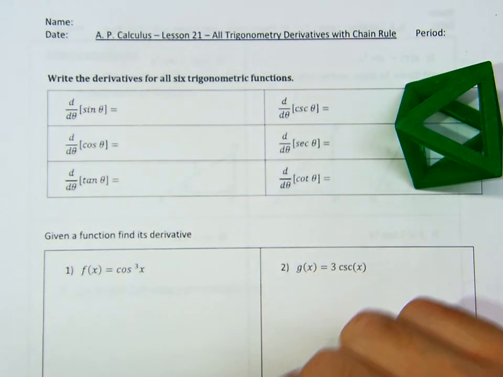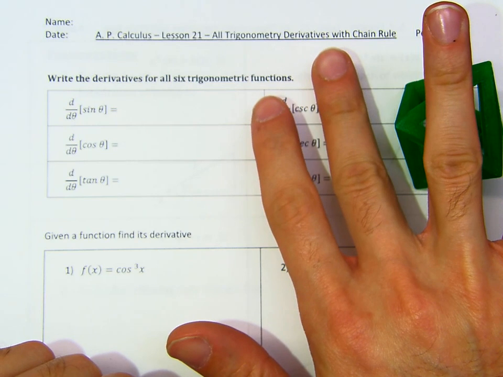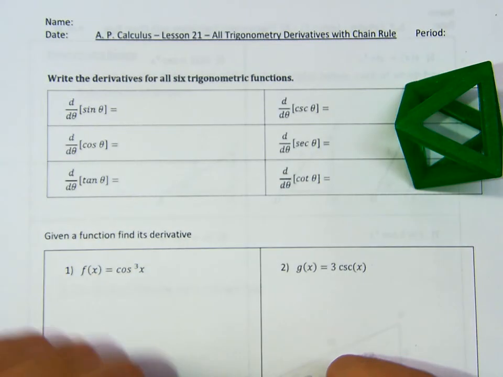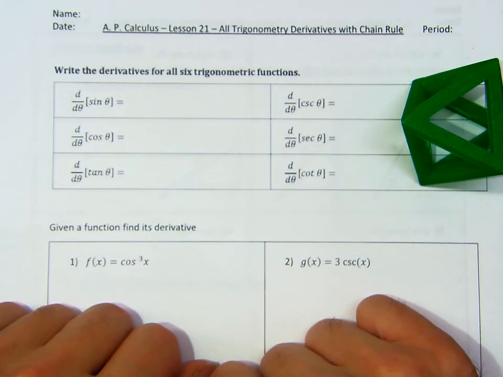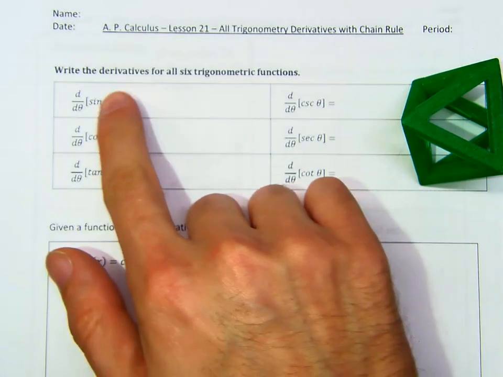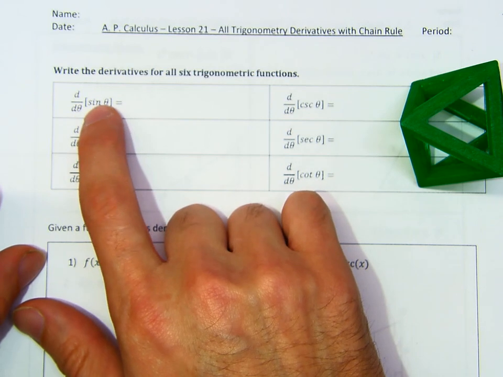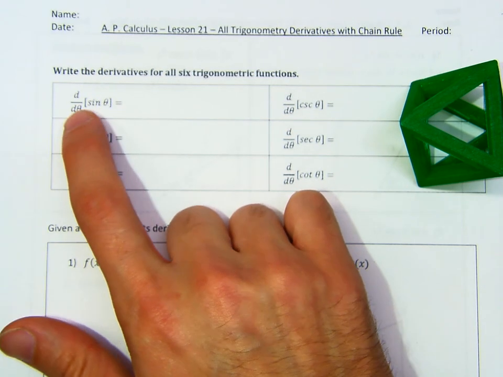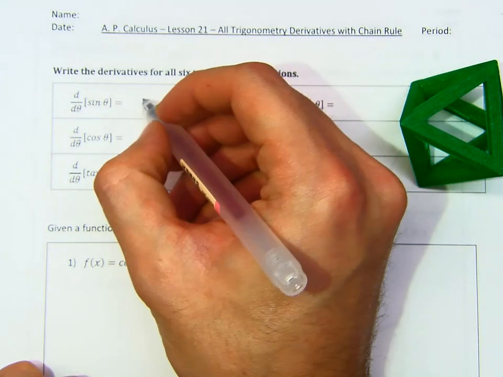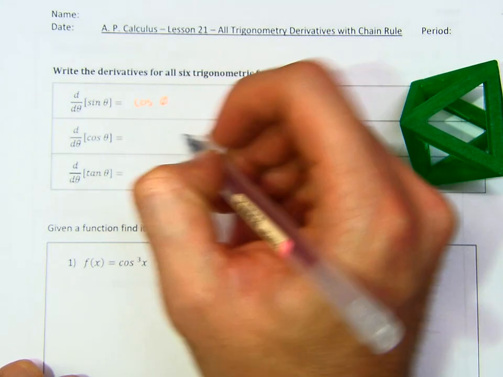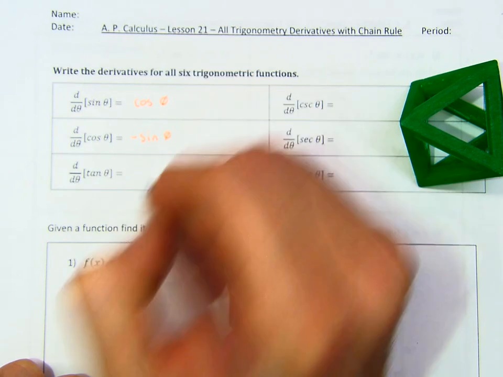Let's do this. So here we will take the derivative of all the trig functions. We're very comfortable with sine and cosine, but what about the other trigonometric functions? So here we have d/dθ, taking the derivative of sine of theta with respect to theta. So this is just simply what's the derivative of sine of theta? It's cosine theta, right? The derivative of cosine theta is negative sine theta.